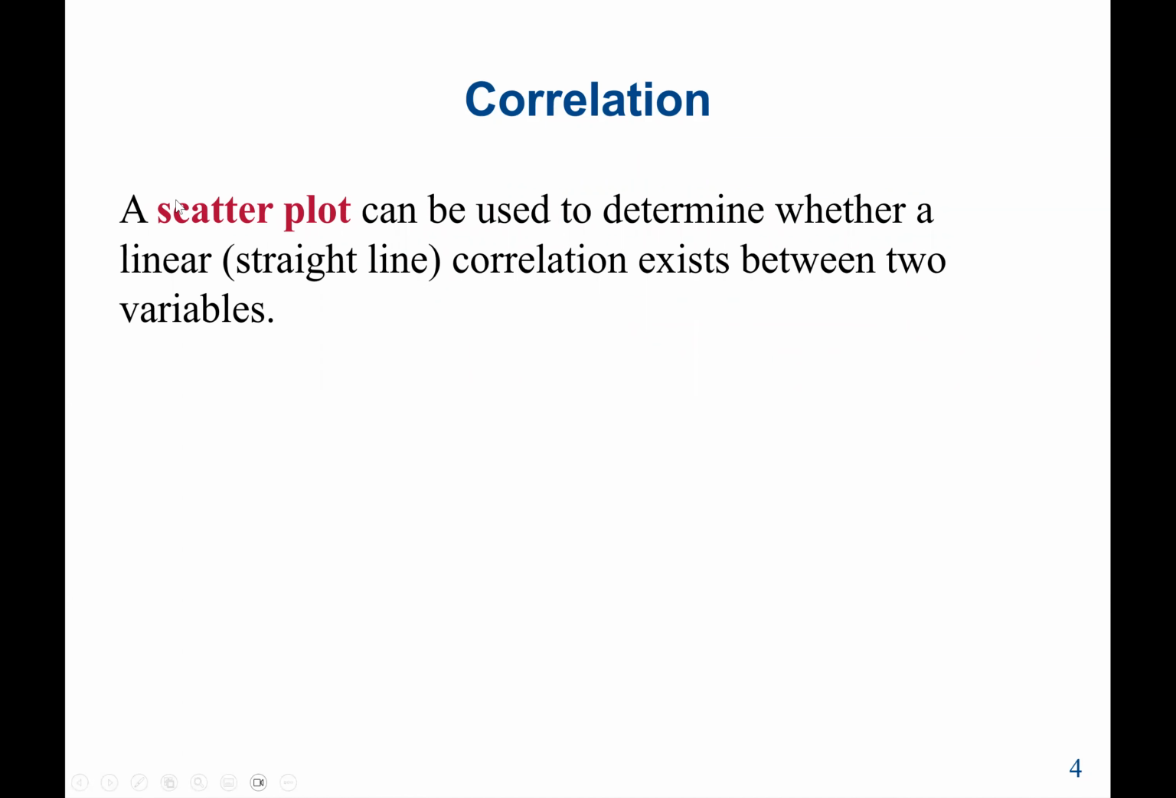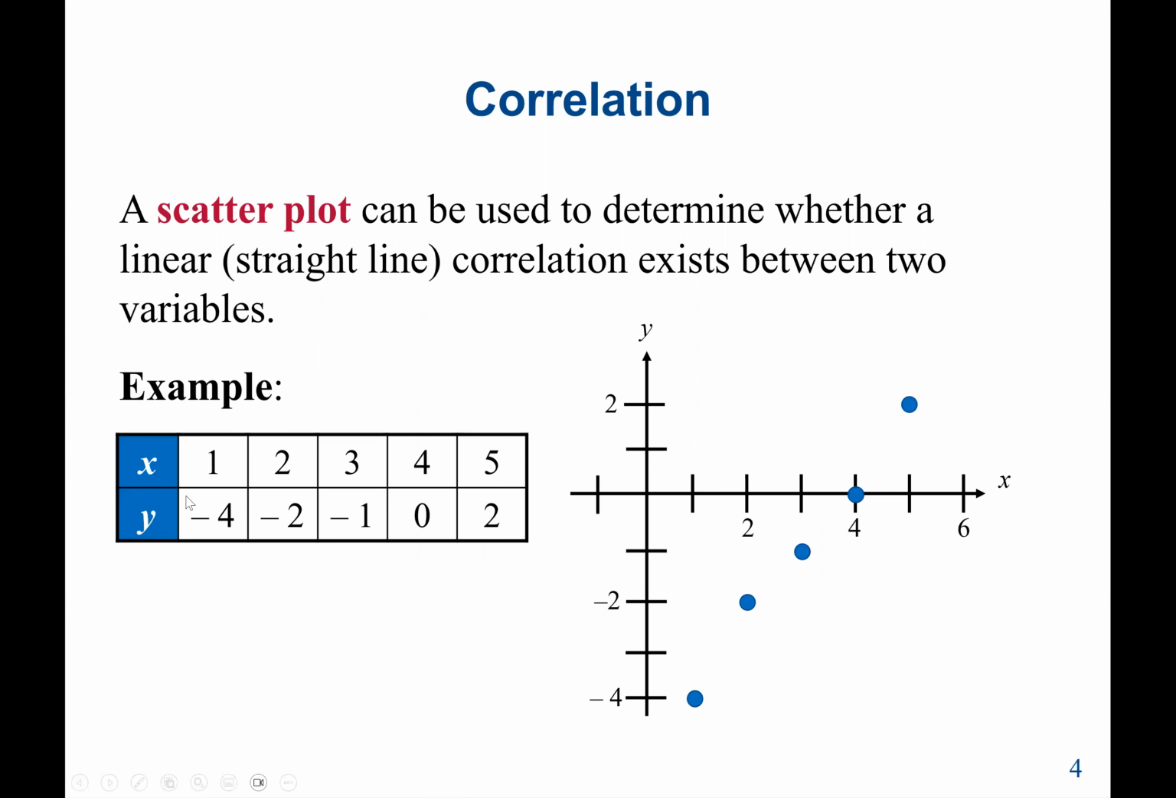Here we can plot what we call the scatter plot. A scatter plot can be used to determine whether a linear, straight line correlation exists between two variables. So for example, here we have values for X and Y. When we plot a scatter plot, this is what we get. By looking at the pattern of our points, we can see that there's a linear correlation. And this linear correlation is an increasing correlation, which means when the value of X increases, Y also increases.